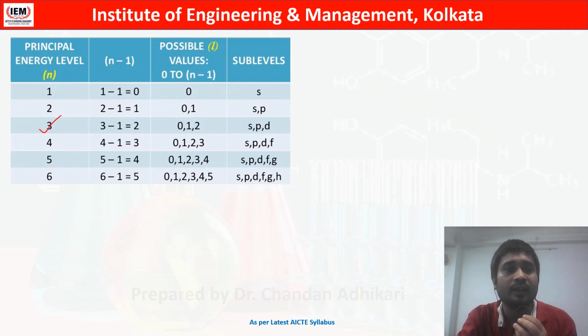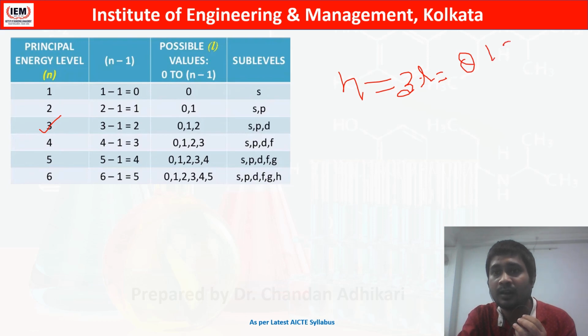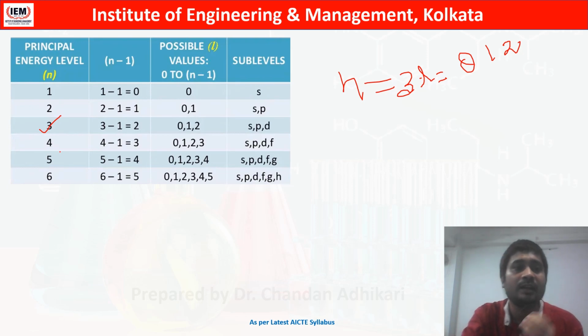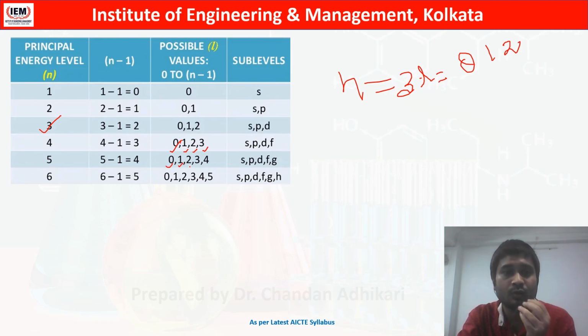If n equals 3, then what will be the value of l? That means l can have first of all 0, then 1, then 2, because it can have 0 up to n minus 1. So n minus 1 is 2. So all the values 0, 1, 2 will be the values of l. Similarly, if n equals 4, then l will be 0, 1, 2, 3 up to n minus 1. If n equals 5, then l will have 0, 1, 2, 3, 4 up to n minus 1. If n equals 6, it has 0, 1, 2, 3, 4, 5 up to n minus 1.